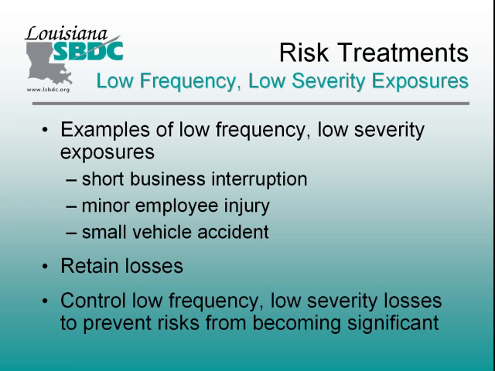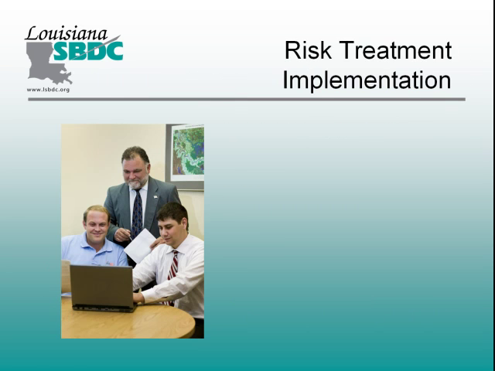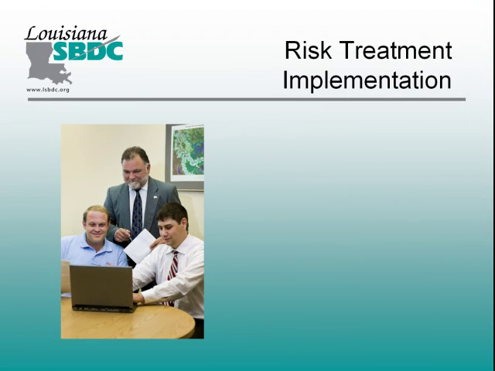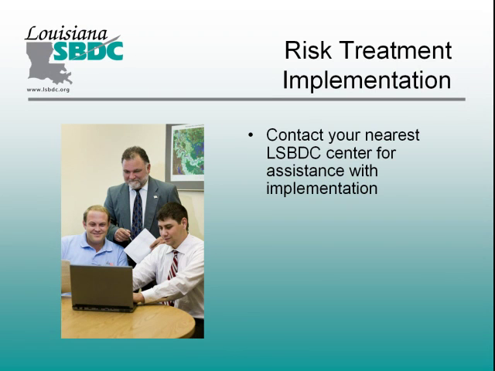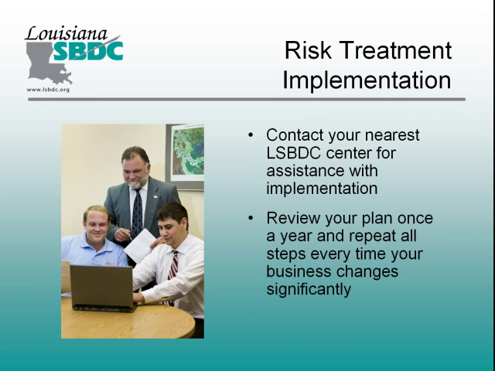While appearing to be minor, these types of risks should not be ignored. For example, if you can prevent minor accidents by establishing and communicating safety procedures, you could prevent a significant risk over time. Having redundant suppliers could prevent a supply outage that could interrupt your business operations. For assistance to implement the treatments you've selected, contact your nearest LSBDC office. Keep in mind that you must review your risk treatment methods at least once a year and repeat all these steps every time your business experiences a significant change.